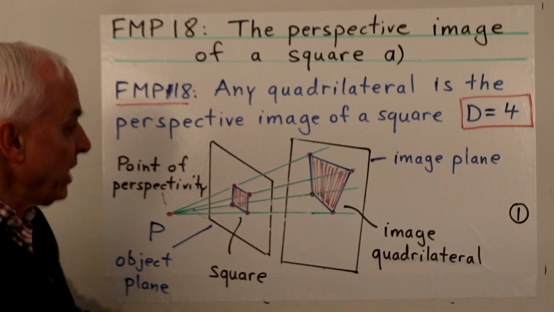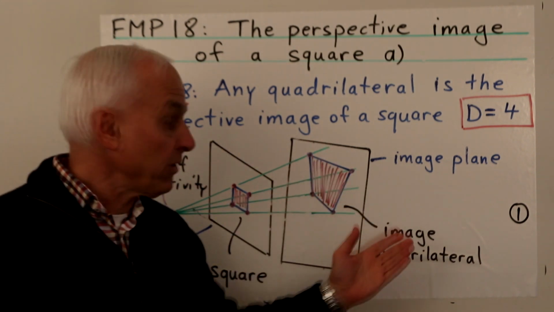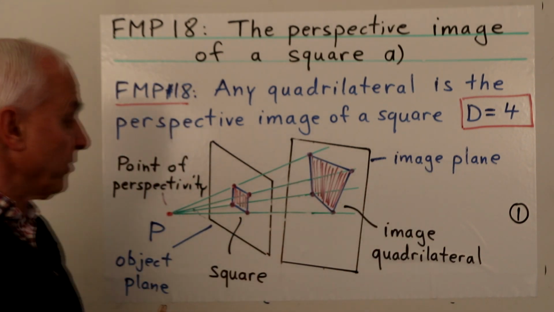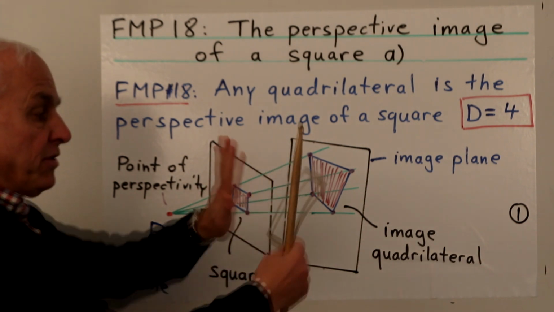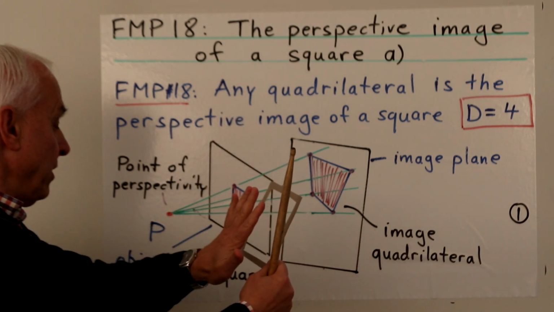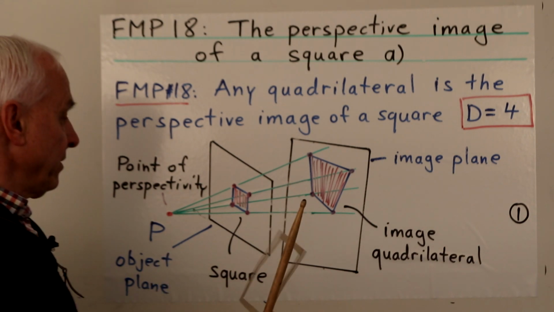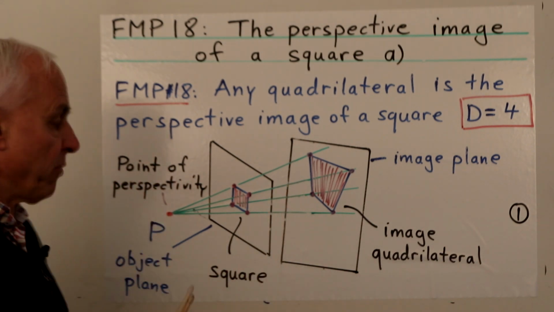Okay, a bit of terminology. The plane containing the quadrilateral is the image plane. That's the image quadrilateral. The plane containing the square is the object plane. And the point P is the point of perspectivity.